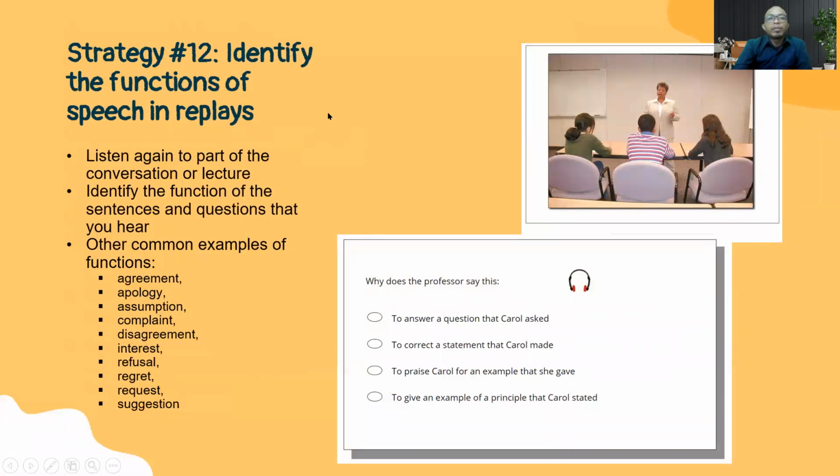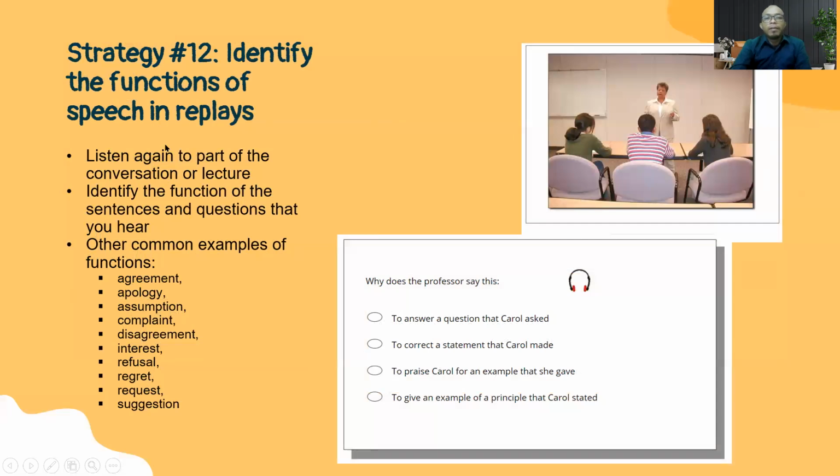The next strategy is to identify the functions of speech and replay. So it's a very common question. You will usually get at least one from each of the listening materials in the listening section. You will hear a replay of a short part from the lecture or conversation, and the question will ask you why the professor or the student said that.